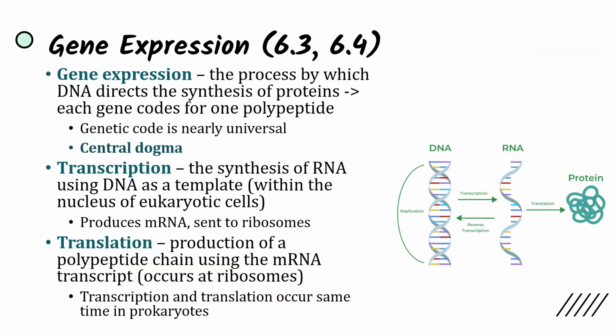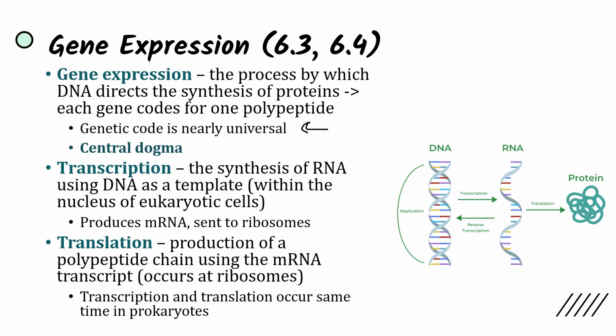So now we begin to discuss gene expression, and this is the process by which DNA directs the synthesis of proteins. So how does the genetic information then result in outward appearance or certain function? And so each gene codes for one polypeptide, for one protein. And the genetic code is nearly universal. There's lots of similarities between how gene expression works across organisms, and also similarities in DNA itself between different species and organisms, which all show evidence for common ancestry.